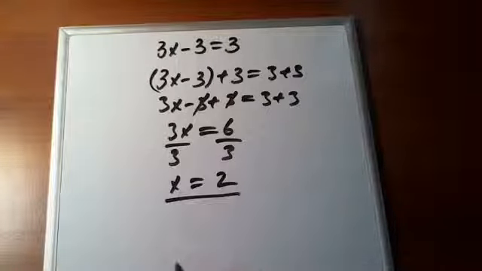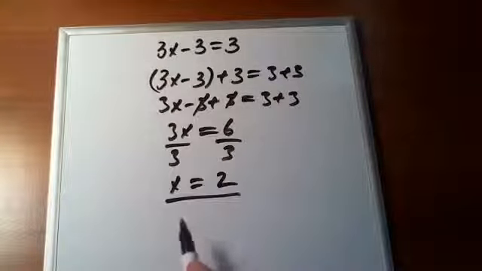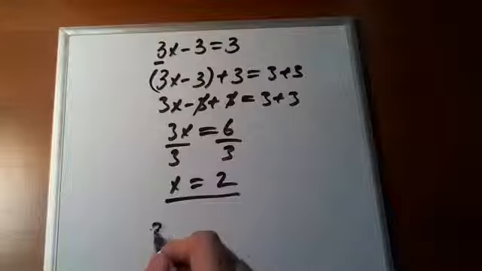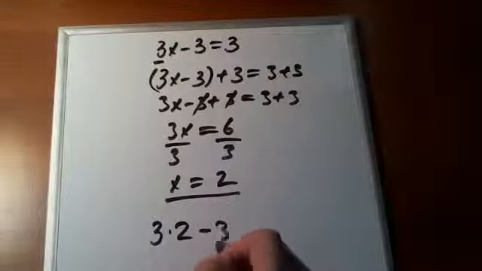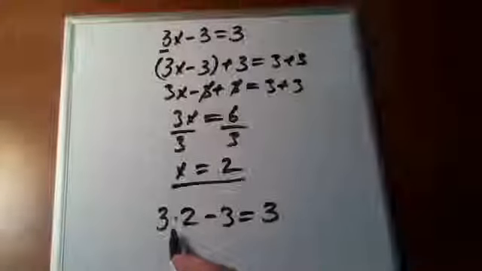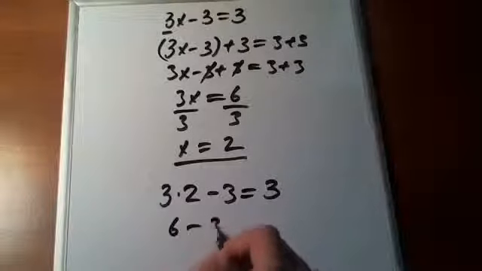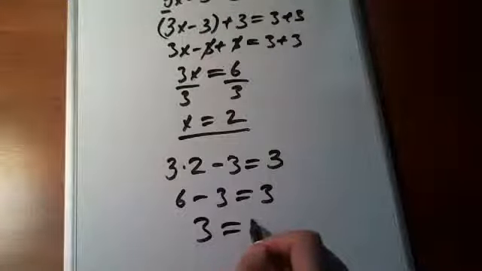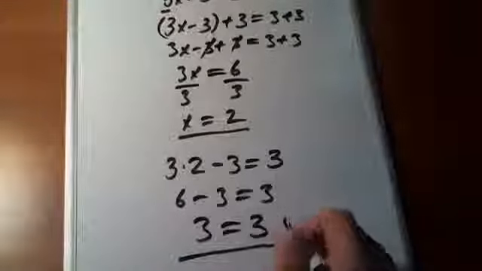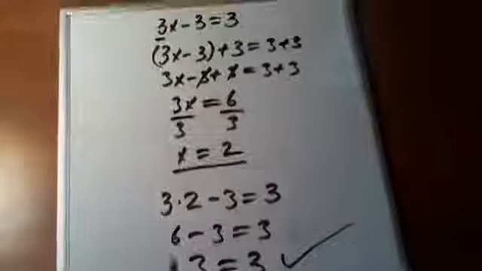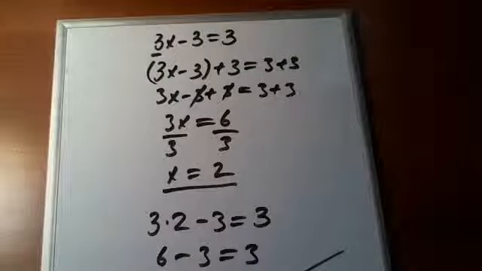Now let's go ahead and plug it in here and check. 3 times 2 minus 3 has to be equal to 3. 3 times 2 is 6, minus 3 has to be equal to 3. 6 minus 3 is indeed 3, so 3 is equal to 3. We're good. So x is equal to 2 is our solution to this linear equation.